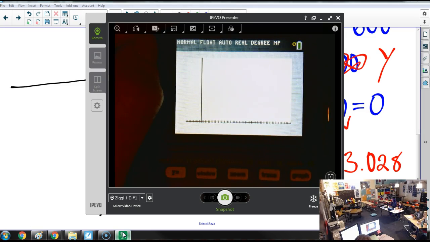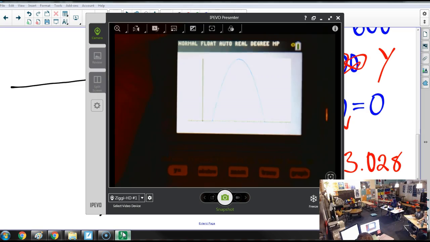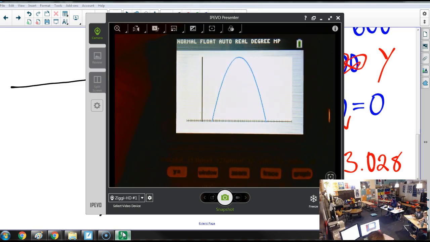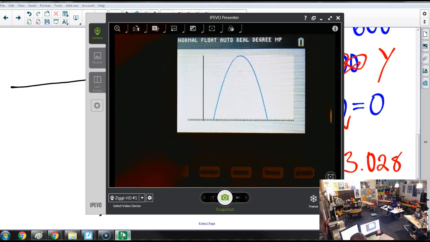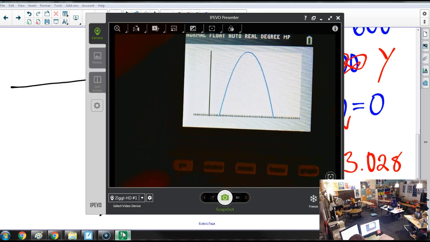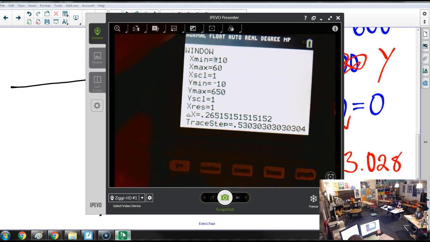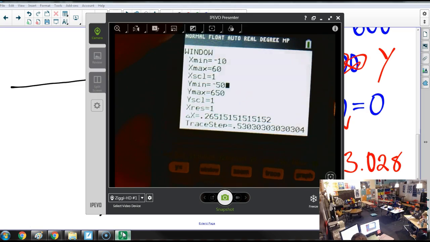Should we leave the scale as 1? Sure. Will it default back to y max as 10 when we leave? No, you'll have to go reset your window, which we can look at. Stop guessing. Everybody get to this screen. Or if you want to make it look a little nicer, make your y minimum a little bit further. Like instead of negative 10, make it negative 50.